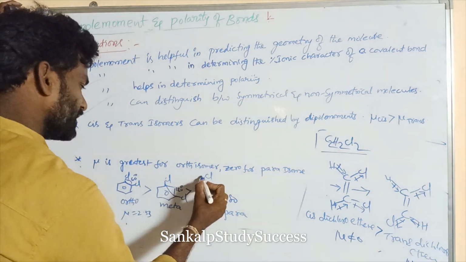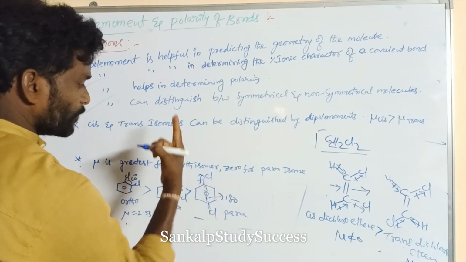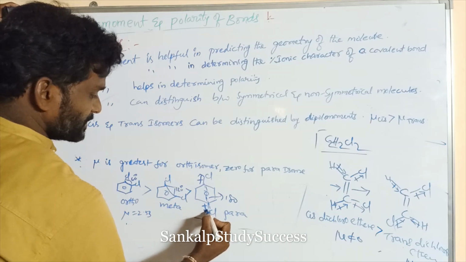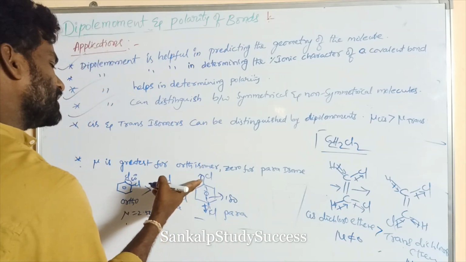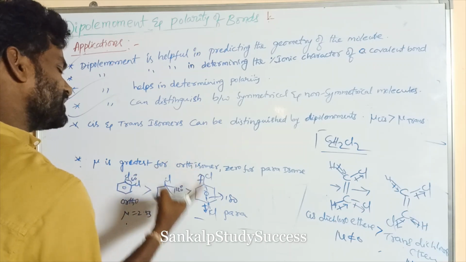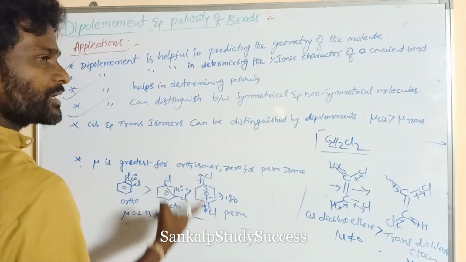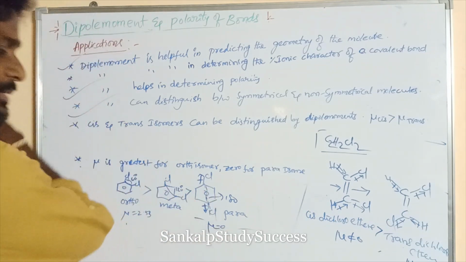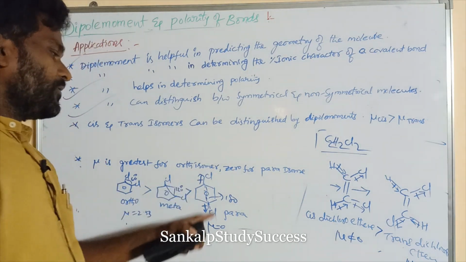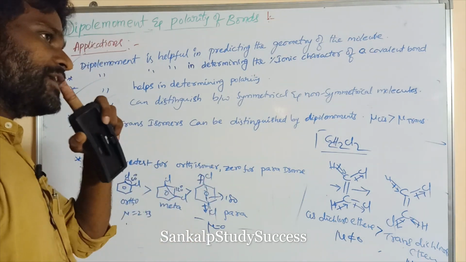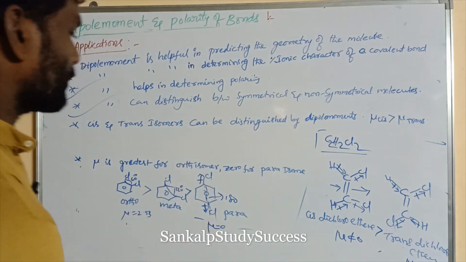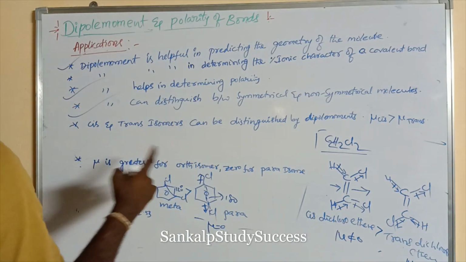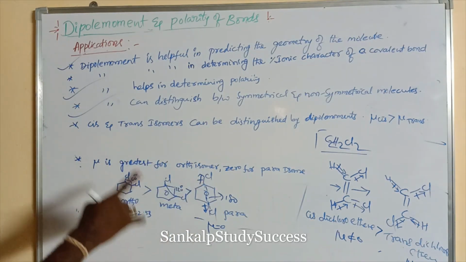Why? Here the crossed arrow is present towards the chlorine side, and here also the crossed arrow represents the chlorine side. So the dipole moments of the C–Cl bonds are the same, and these two are present in opposite directions, so they cancel each other. The net dipole moment of para dichlorobenzene is 0. So the para isomer has 0 dipole moment. Ortho has the most, next goes meta, and the last one is para.